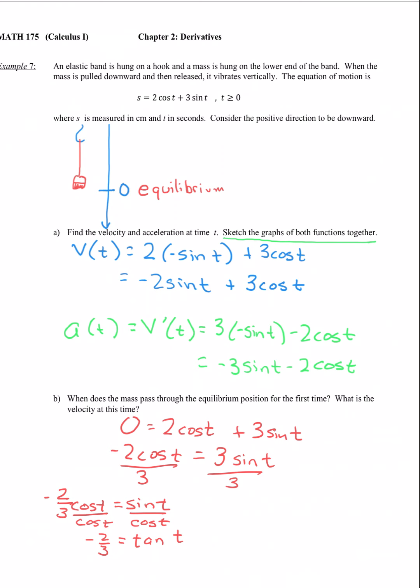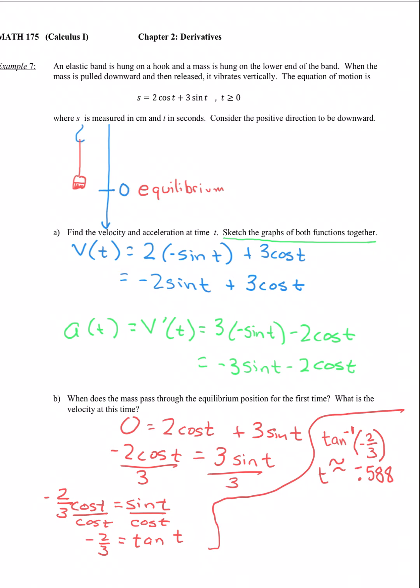Okay, now we might have forgotten this a little bit from pre-calc, but one way we can figure out what t is here is you can take the inverse tan and go ahead and punch that in your calculator, and when you do that, we're going to get about -0.588, and that's going to be t.